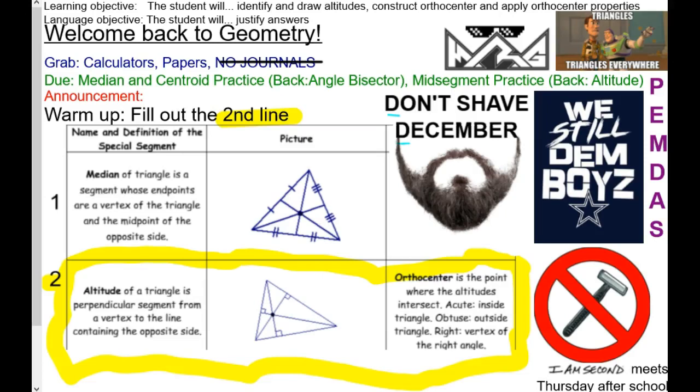How about them Cowboys? We still them boys. All right. So today is December 1st, and it starts Don't Shave December, which is like No Shave November, but it's in December, right? So if you want to keep the beard going, go for it.